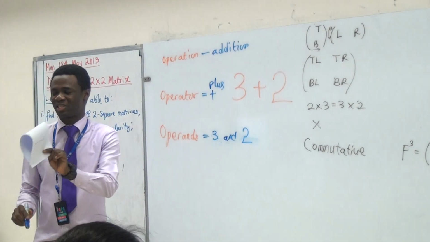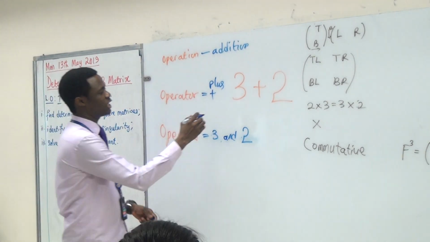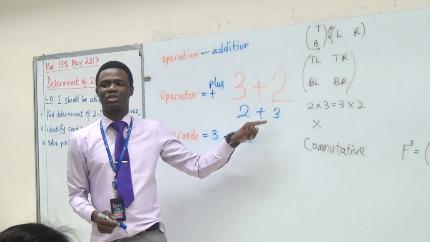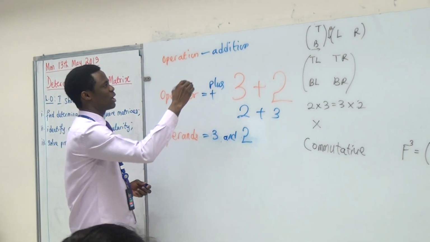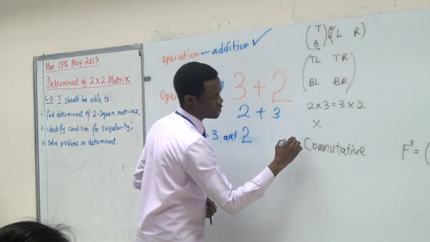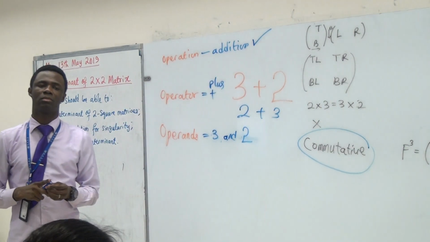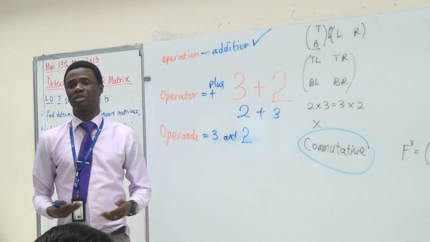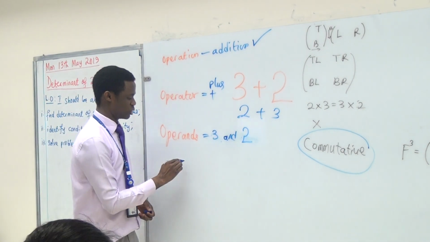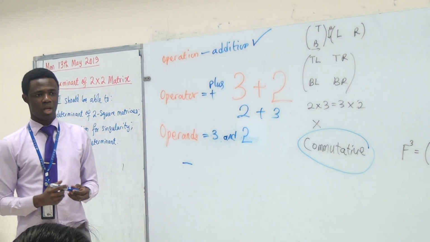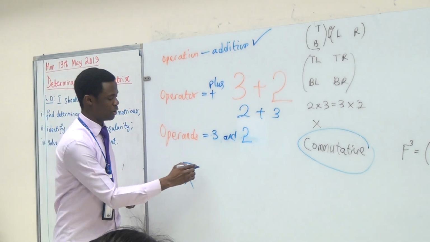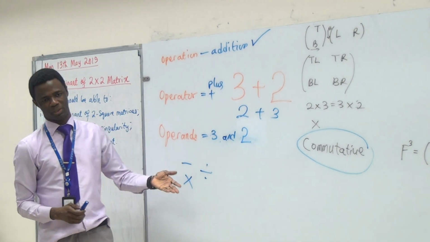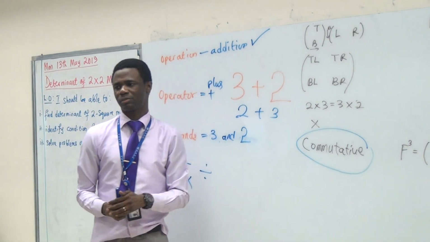Okay, quickly. Now, listen. Enough of that. If I change this to 2 plus 3, does it make any difference? No. So why do I always say this operation, which is addition, is commutative? Because irrespective of the arrangement of the operands, the result remains the same. The question is, is subtraction commutative? No. What about multiplication? Yes. What about division? No. That's it. So binary operations have certain properties. One of them is the commutative property.